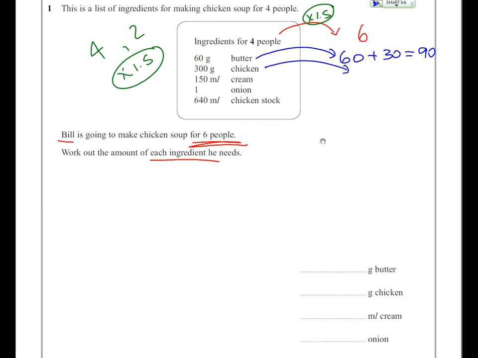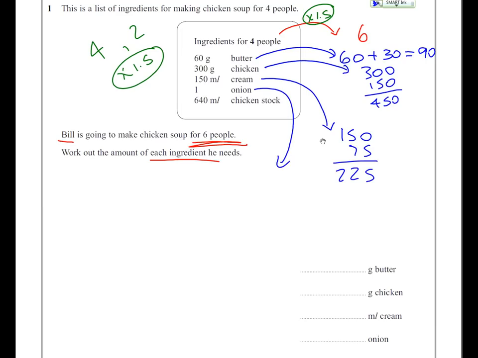Chicken, half of 300 is 150. So add those up, 450. Cream, half of 150 is 75. So add those up, 225. 1 onion, well, 1.5 times 1 is 1.5. 1.5 onions. Hope you don't waste the other half that's remaining from your 2. 640 chicken stock. So it's going to be half of 640 is 320 and 960 when you add them.